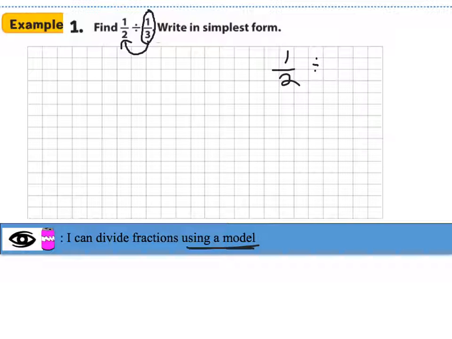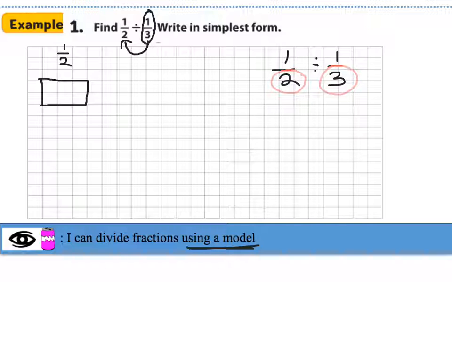So I've got 1 half divided by 1/3. And if I look at my denominators, one of the denominators is a 2, and the other denominator is a 3. That means that I'm going to have to create a model that is 2 boxes high by 3 boxes long. So here's my model right here. 2 boxes high, that's the first denominator, and 3 boxes long, which is the second denominator. So this is going to make one full candy bar.